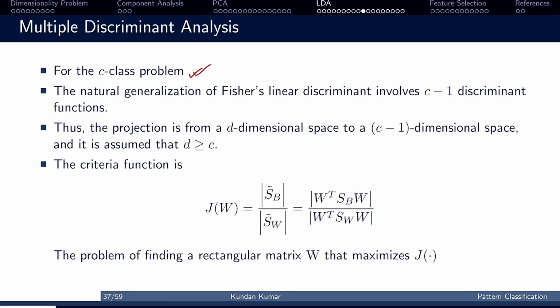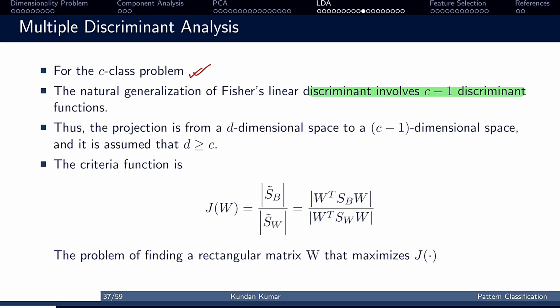So multiple discriminant analysis involves C-1 discriminant functions for a C class problem. The reason is that the between class scatter matrix is computed using outer products, which we have seen in previous lectures, and the rank of that between class scatter matrix is at most C-1 in multiple discriminant analysis.